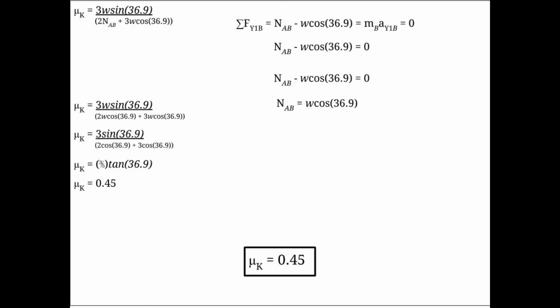Using our force diagram for B, we were able to sum the forces in the y' direction acting on B. It is important to remember that the problem states that B is at rest, making its acceleration 0. We were then able to find that the normal force of AB is equal to W cosine of 36.9 degrees. Forcing this value into our master equation, we found that the coefficient of kinetic friction is equal to 3/5 tan 36.9 degrees, or 0.45.